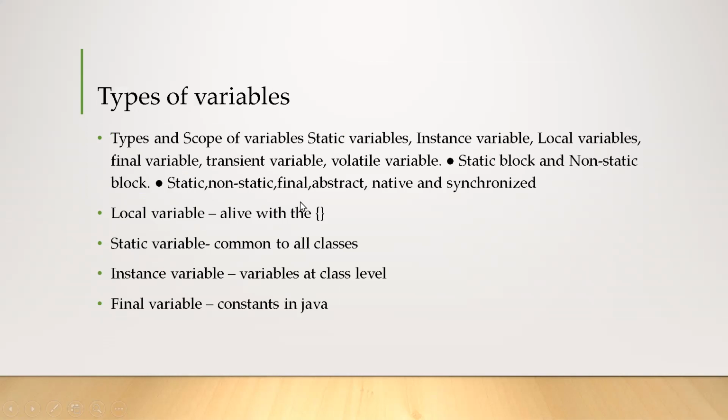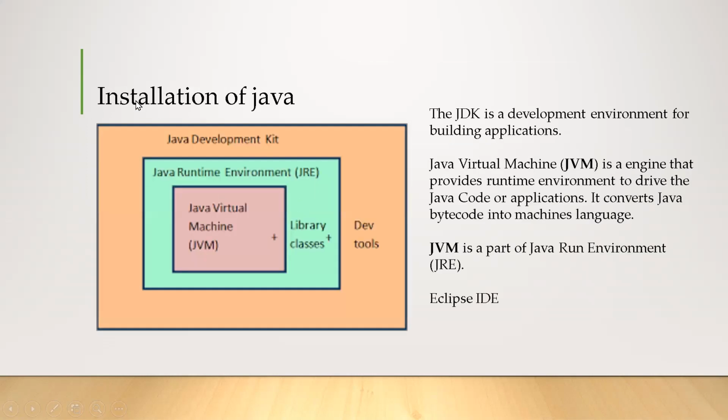So I will quickly explain the installation of Java. Basically we have a kit called the Java Development Kit, and inside that we have a runtime environment. When you execute the program, it will enter this colored region where there is a heart which actually executes our code, which is called the JVM, the Java Virtual Machine. It executes and we get the output because of the Java Virtual Machine.